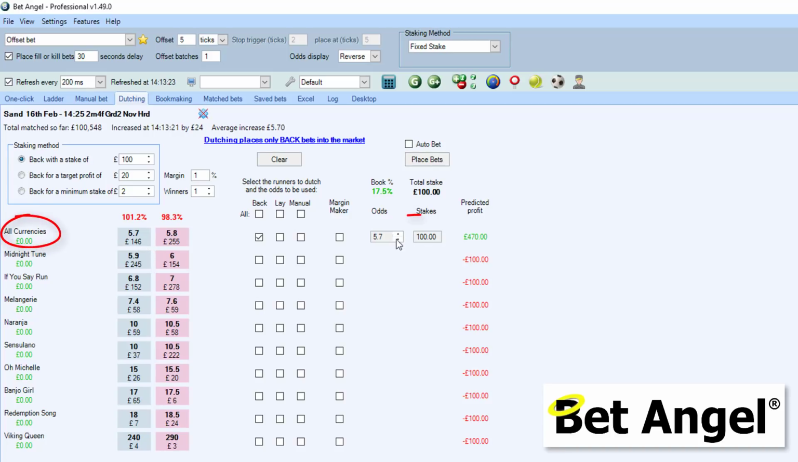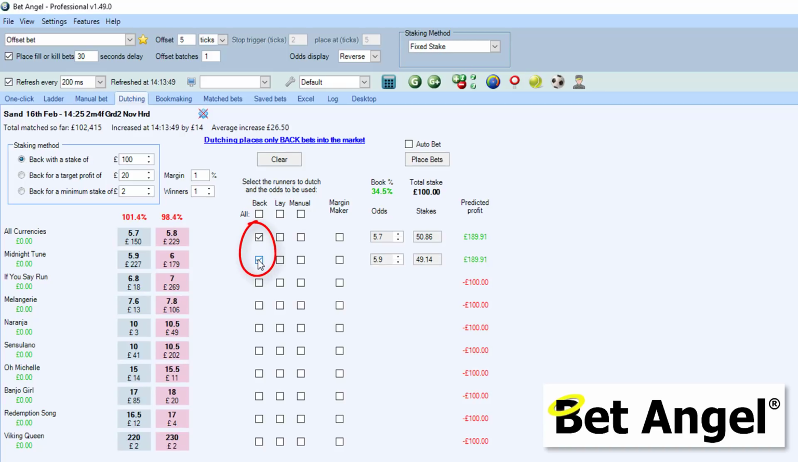So you can see here this is saying if All Currencies goes on to win, we would win £470, but we'd lose 100 if All Currencies didn't go on to win. So in that respect, it's very similar to placing a conventional back bet. However, with Dutching, you can select more than one runner. So we can say, well, we think All Currencies is going to win, but we also think Midnight Tune has a chance of winning, so we'll back that.